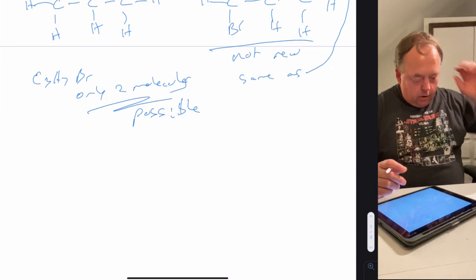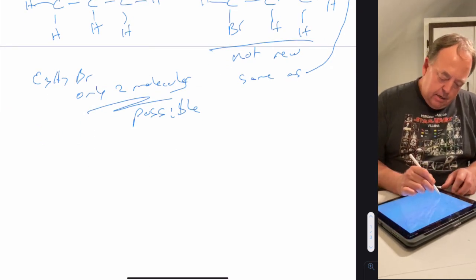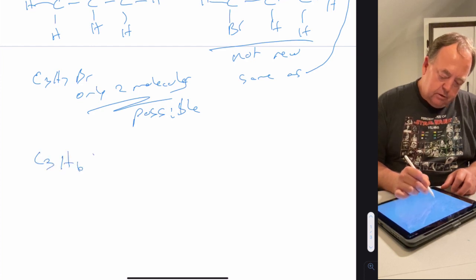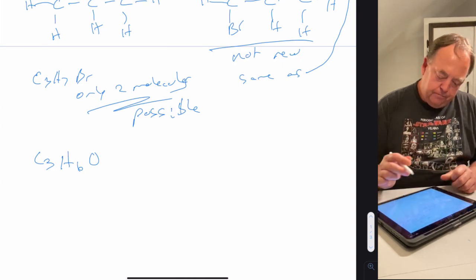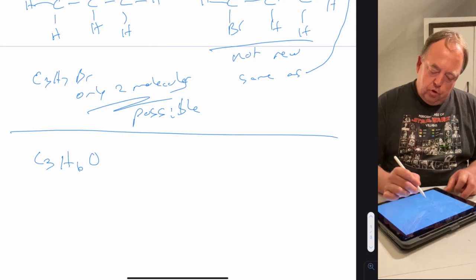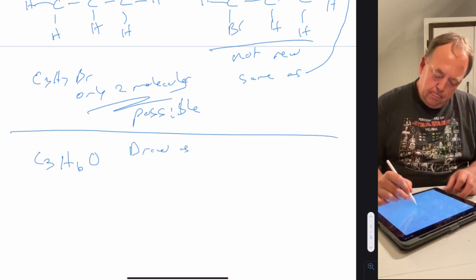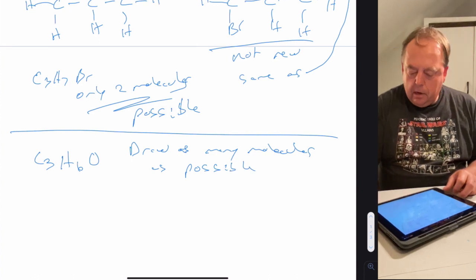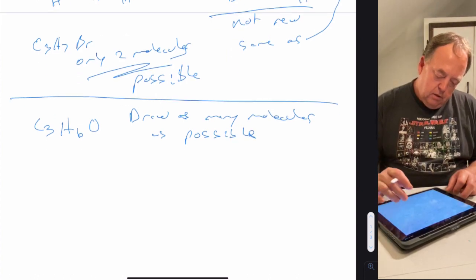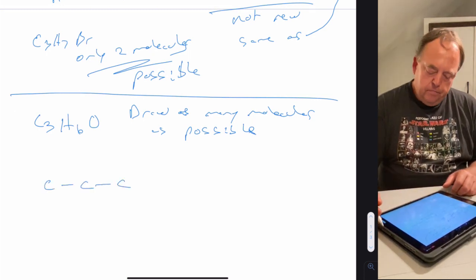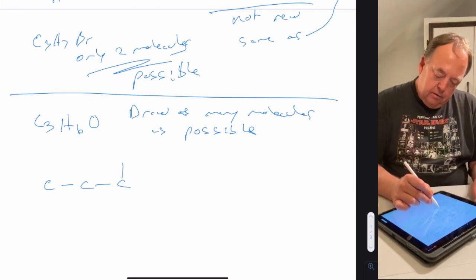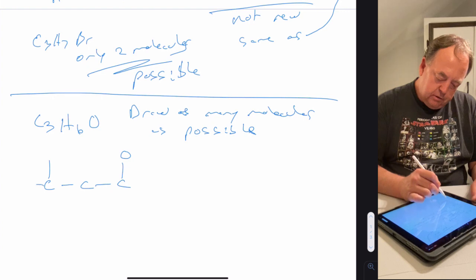Okay, let's take one that's a little bit harder. How about C3H6O? Okay, so let's draw as many molecules as possible. Again, let's take the 3 carbons, put them in sequence, and then let's put the oxygen at the end, and then let's fill in hydrogens.